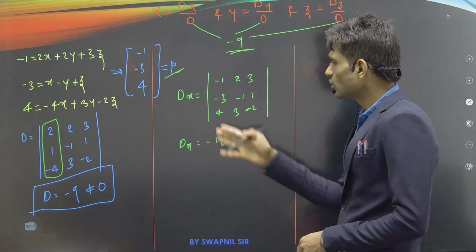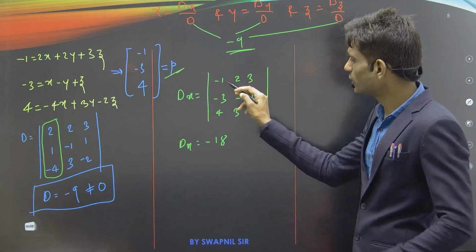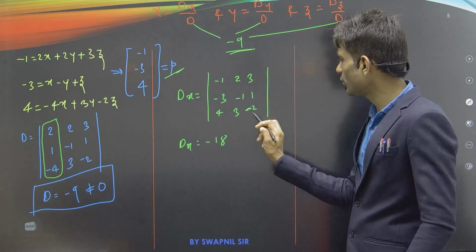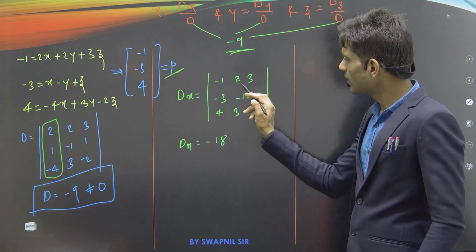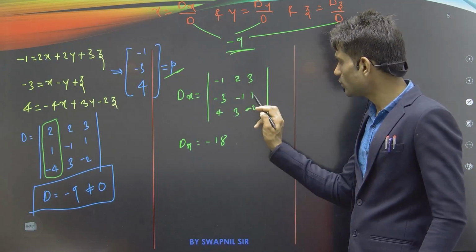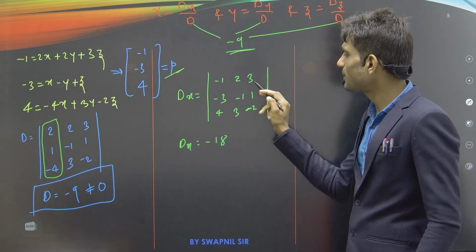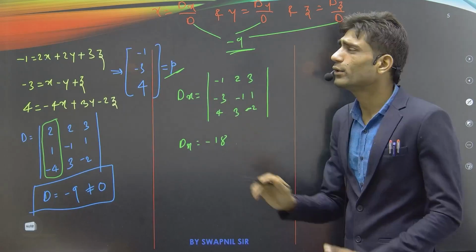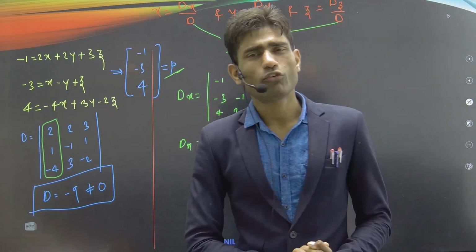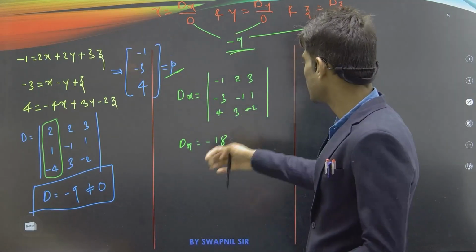So go for finding the determinant. Take -1 common with this 2 by 2 determinant, -2 with this 2 by 2 determinant, and +3 with this 2 by 2 determinant. Go for finding the determinant and you will get dx as -18.